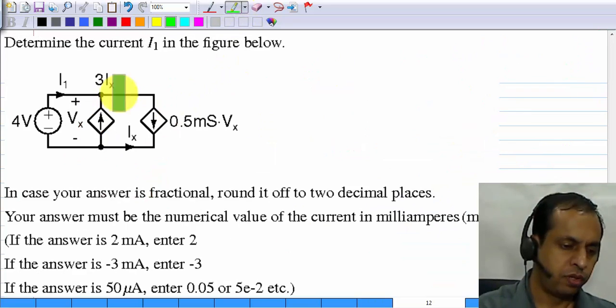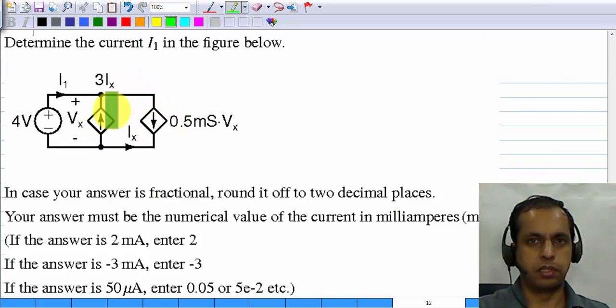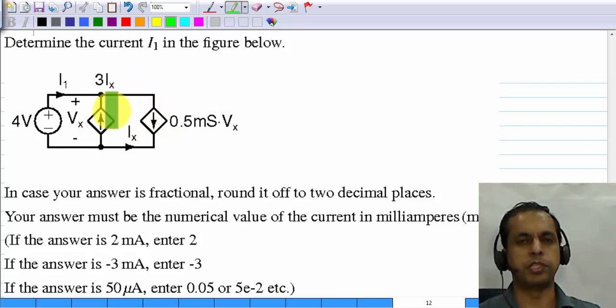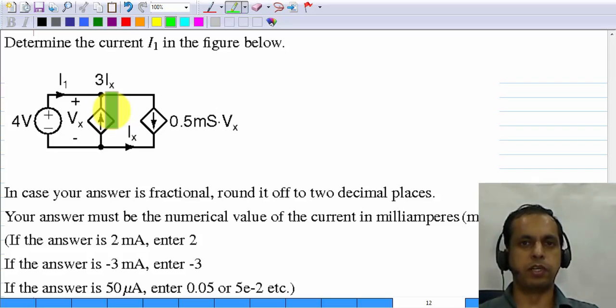And in this case we have yet another combination of control sources. The whole idea behind all these problems is for you to set the variables correctly in problems involving control sources and proceed to solve them.